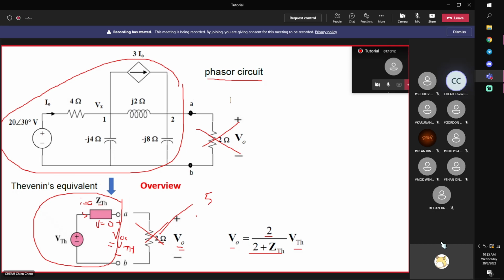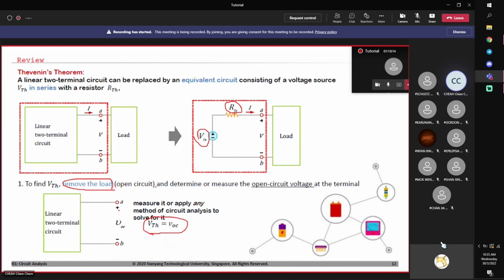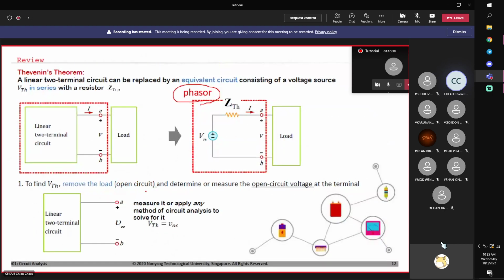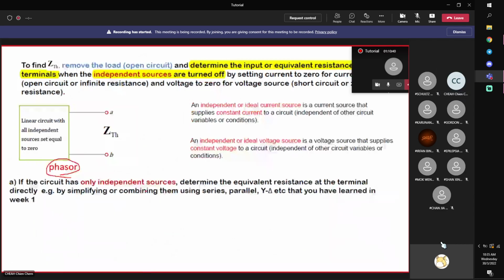So which means that if I have this circuit, I remove the loads, I calculate this VOC, that is my VTH. Now in experiment, you just use a voltmeter to measure it, that's all. But this is circuit analysis, so we analyze the circuits to find VTH. So the only difference is now your circuit is in phasor forms, right? You need to use phasor analysis. Okay, that's all. The rest is the same.